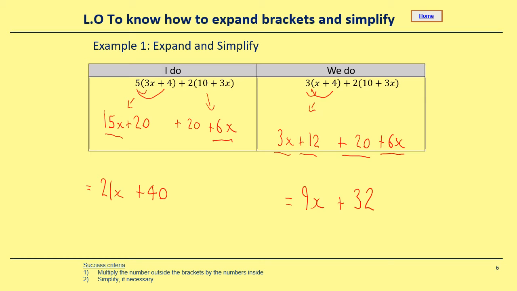So really well done if you got that right. If you didn't quite get that right, please make sure to copy it down now, and then we'll go through another example.